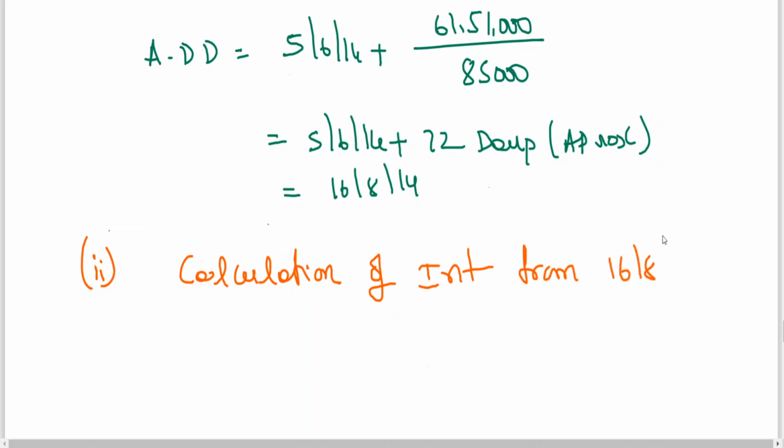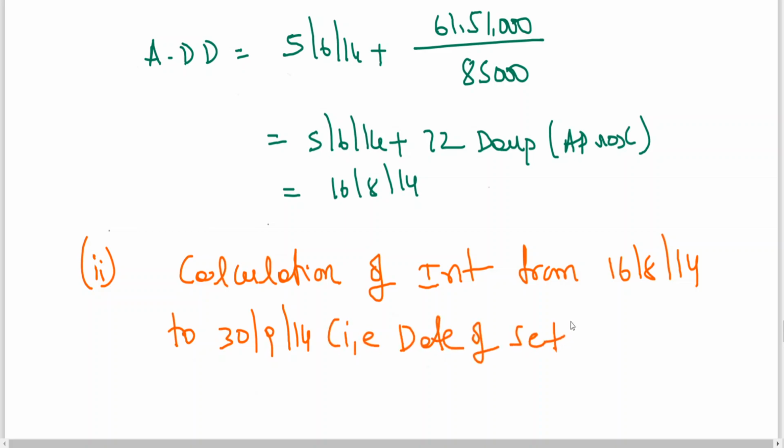from 16th August 14 to 30th September 14. 16th means August, how many days are there balance? 31 no, 15. 15 August. So 45 days I have to calculate interest. Am I right? For 45 days I have to calculate interest. Is date of settlement.